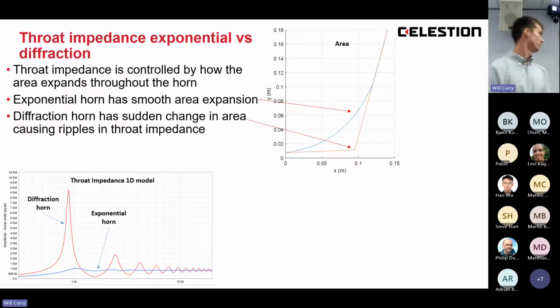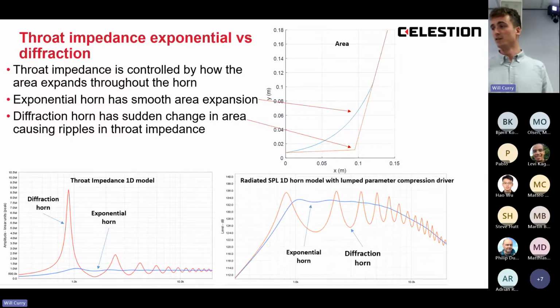This here is the throat impedance of these two horns. The exponential horn's got this nice sort of cut-on frequency and then quite a smooth resistive load above that, as opposed to the diffraction horn, where there's these massive ripples in the throat impedance. And these are then found in the radiated sound pressure level.